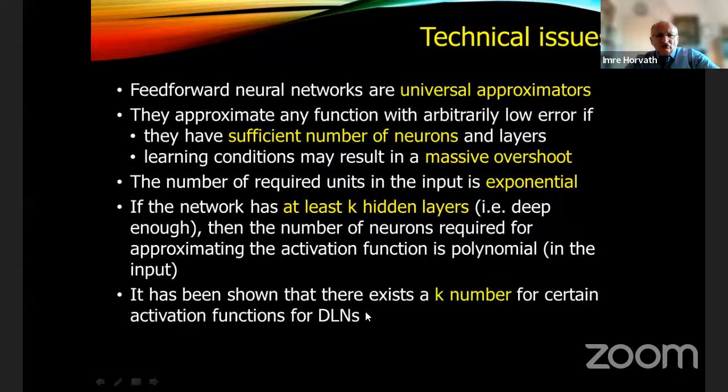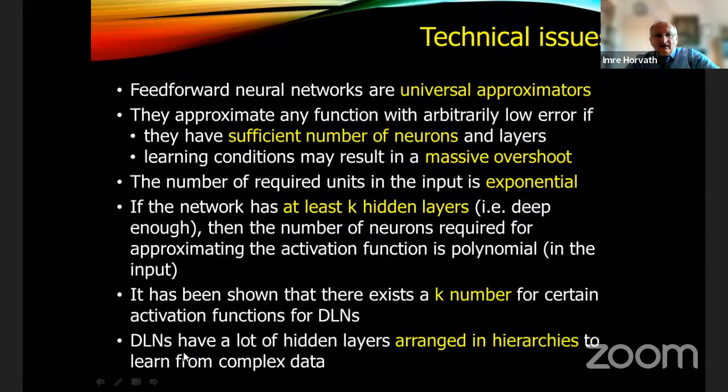It has been shown that there exists a k number for certain activation functions which can be used for the deep learning networks. And deep learning networks have a lot of hidden layers arranged in hierarchy. So it is not arbitrary, but the processing is typically based on a certain kind of hierarchical arrangement. And this is the way they learn from complex data.